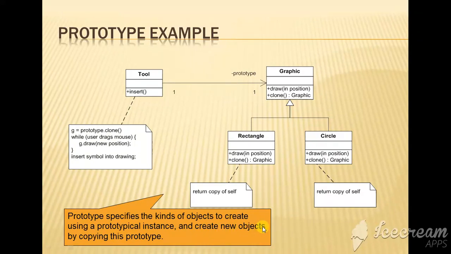And create new objects by copying this prototype. So return a copy of self. So this prototype example will copy these instances, and this instance also.